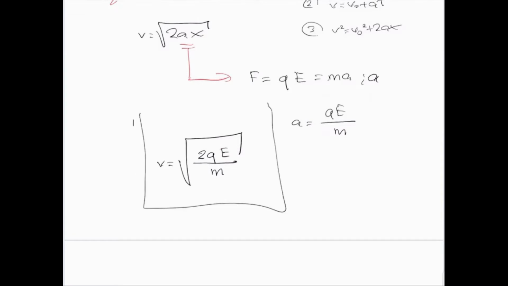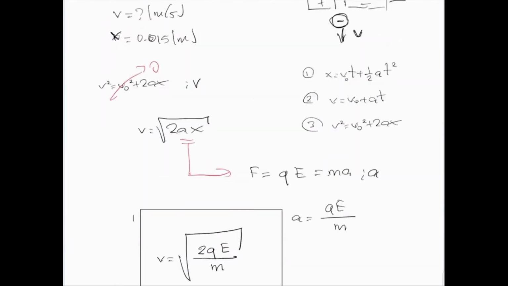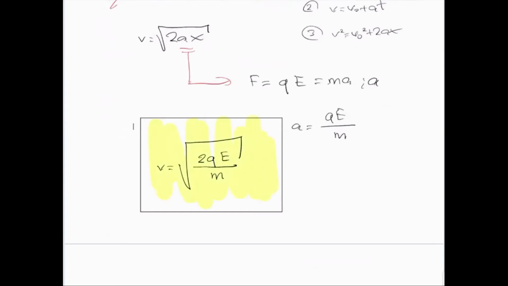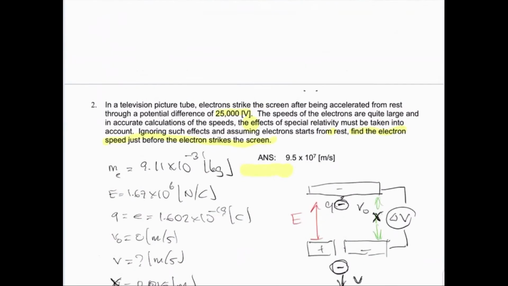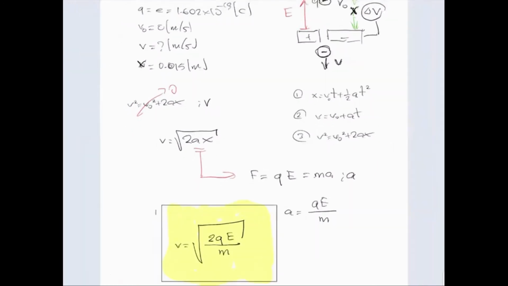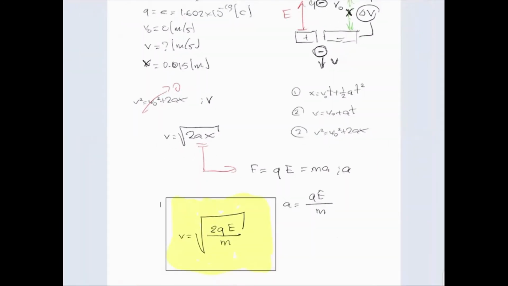The only thing we're missing right now is the mass of the electron, which is not given, so we have to look that up and then plug the numbers in. Then we will get the same answer as we did previously for the speed of the electron. So the kinematics will work just the same as the conservation of energy.